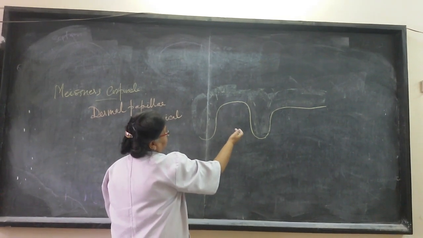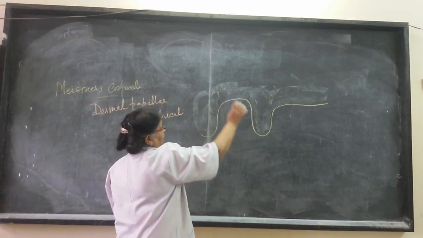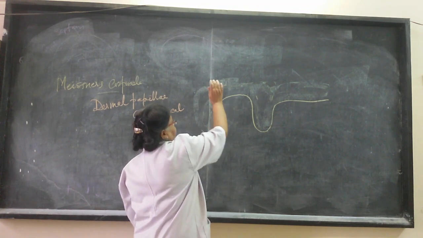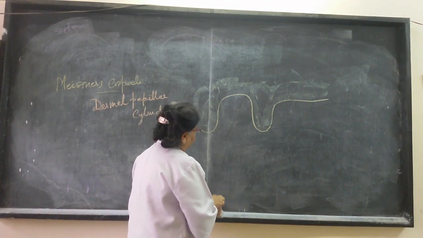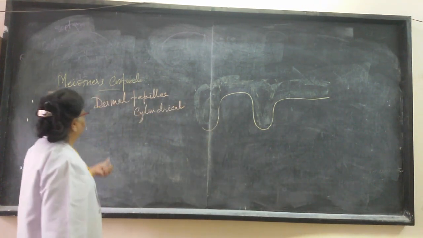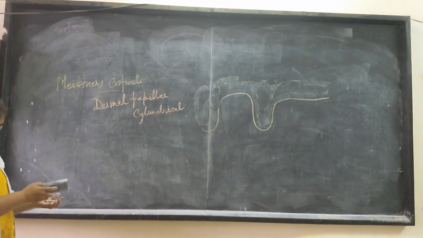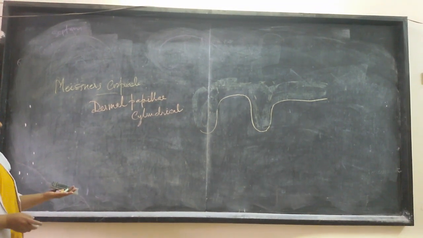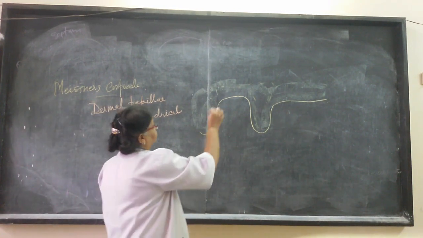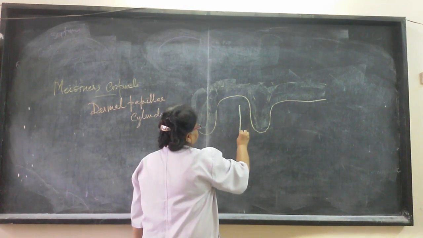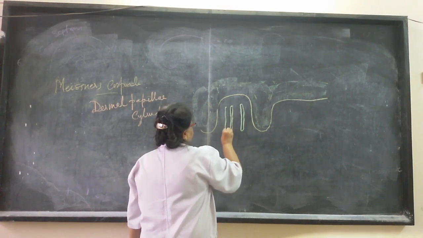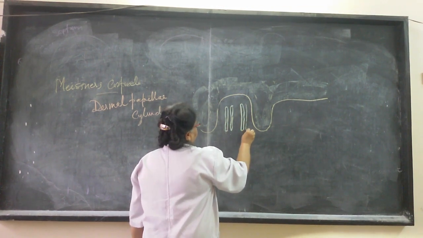Sorry, this part is epidermis, and here lies the dermis. These are projections of dermis into the epidermis, and these projections are known as the dermal papilla. In the dermal papilla, we get the Meissner's corpuscle. The Meissner's corpuscle has a capsule, and this capsule consists of fibers and cells. The cells are flat cells forming the capsule.